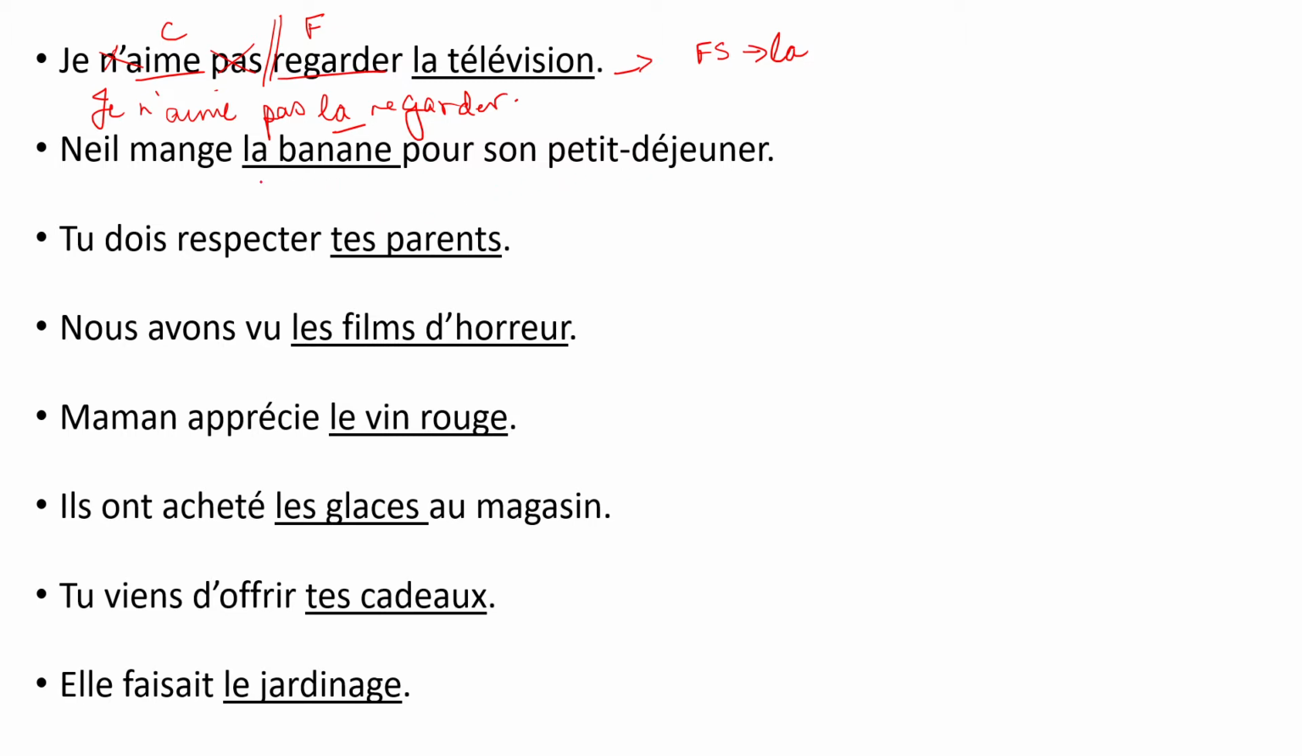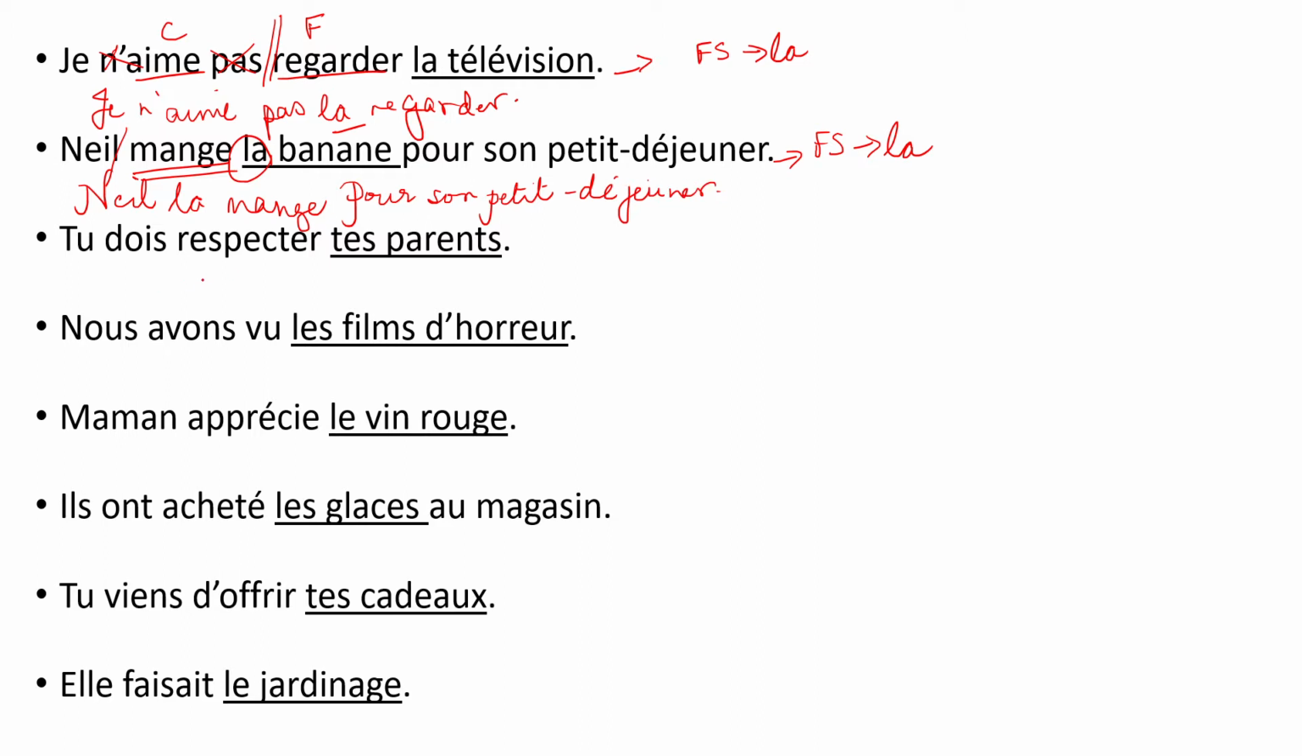Okay. Next one. Neil mange la banane pour son petit déjeuner. Now la banane, again, it's giving you the clue here straight away that it is feminine singular. Therefore, you have to use la. Now, where do you place it? This is simple. It's just a single verb, so it comes before the verb. It will become Neil la mange, and then whatever comes after the underlined part, please write it as it is, because that's still a part of the sentence. Neil la mange pour son petit déjeuner. So Neil eats the banana for his breakfast. Neil eats it for his breakfast.